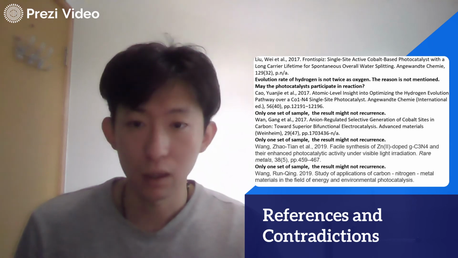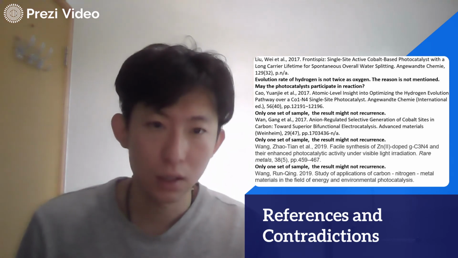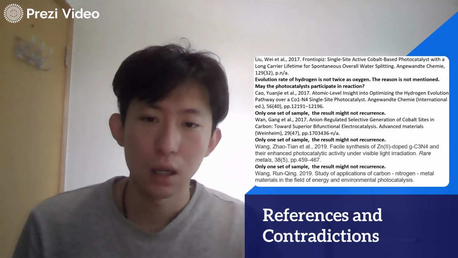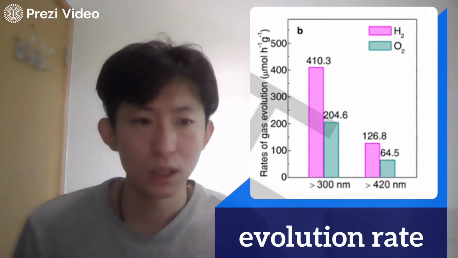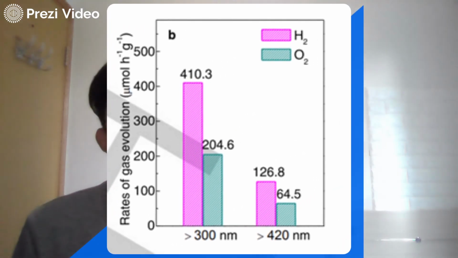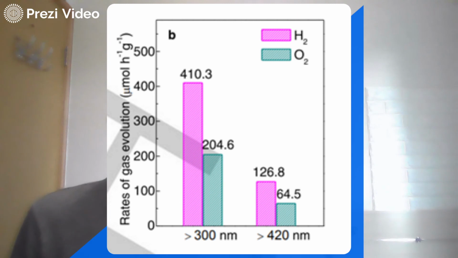And the last part is the references and their contradictions. I found in one paper that the evolution rate of hydrogen is not twice that of oxygen, and the reason is not mentioned. I think the power of the lamp is really high, so the experiment temperature is also high. So some catalysts may be oxidized. That may be the reason.